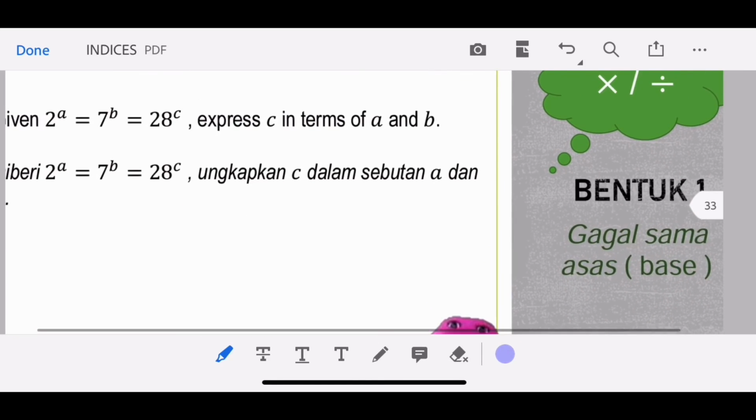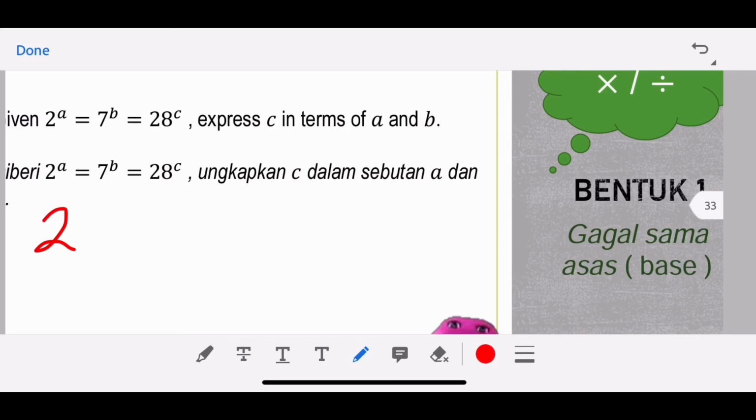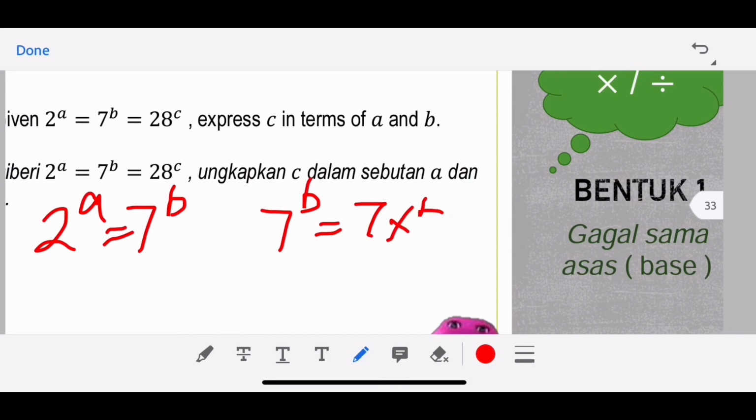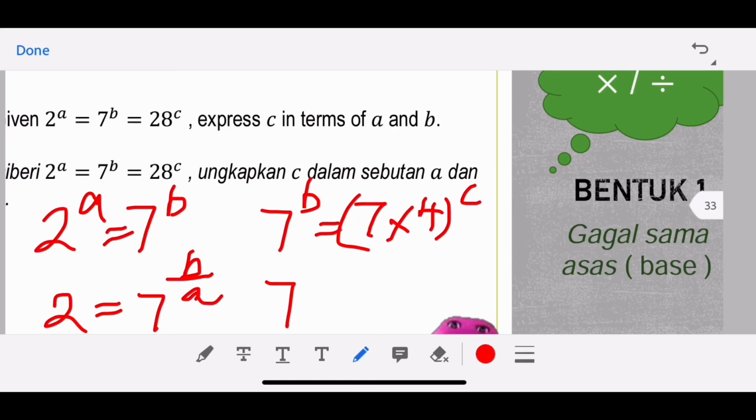Okay, then finally we have one more, which is 2 to the power a equal to 7 to the power b equal to 28 to the power c, right? So firstly, we have to split into two equations. 2 to the power a equal to 7 to the power b, and 7 to the power b equal to 28 to the power c. When you see 28, you will convert to 7 and 2, base 2, right? The lowest base. So you have 2 equal to 7 to the power of b over a. Then you can substitute into the equation on the right. So 7 to the power b equal to 7 times 4, and 4 is 2 to the power 2.